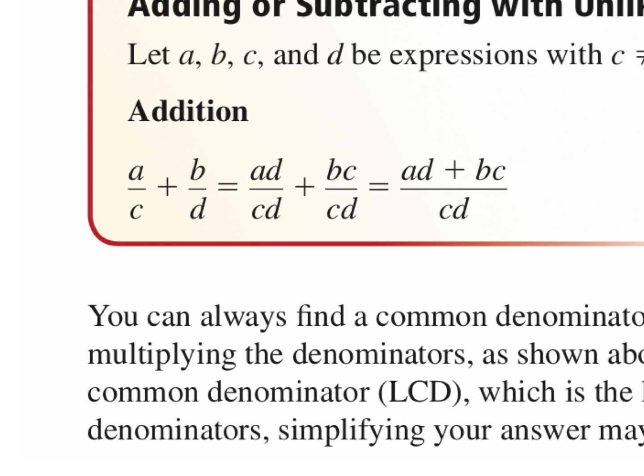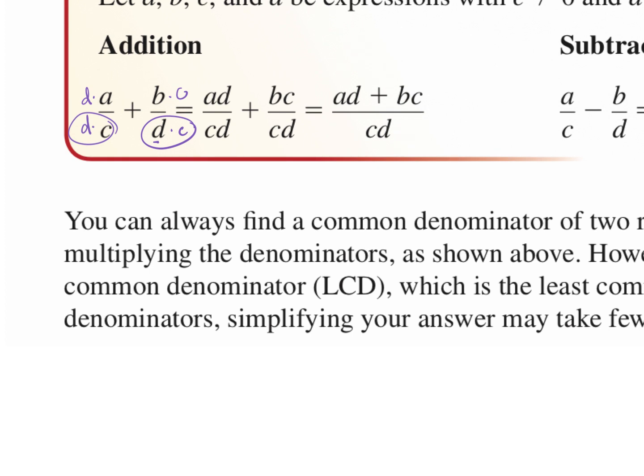So in my first fraction, I would have to multiply the top and the bottom by d, because that's what my second denominator is. In the second fraction, I would have to multiply the top and the bottom by c. That way my denominators are the same, c times d. So you multiply it by what's missing. So another way we could do it is to multiply by the least common denominator, which will make simplifying it easier. So let's look at example 2.